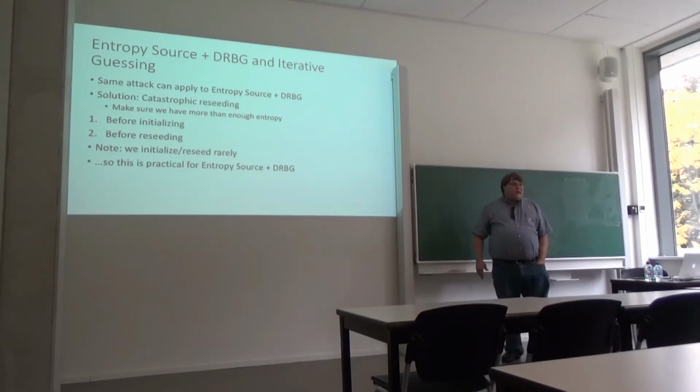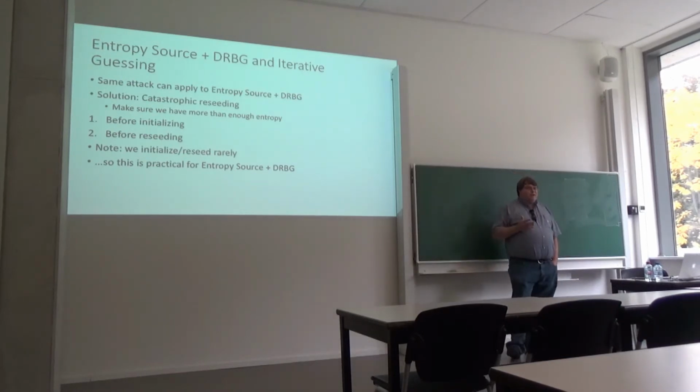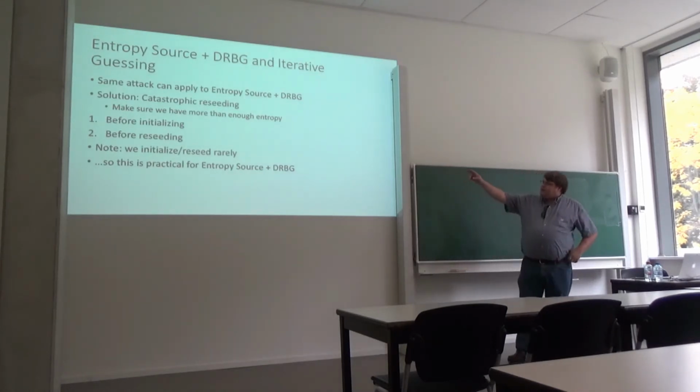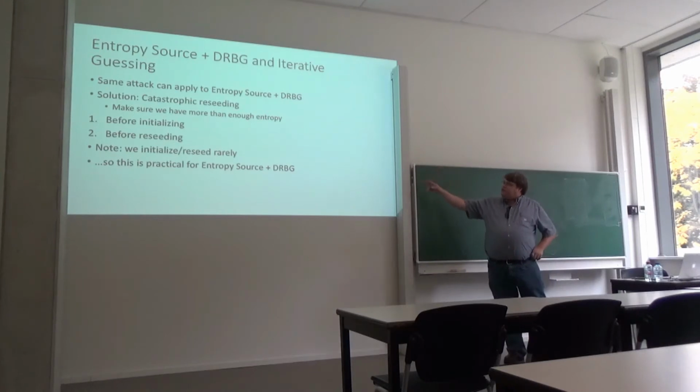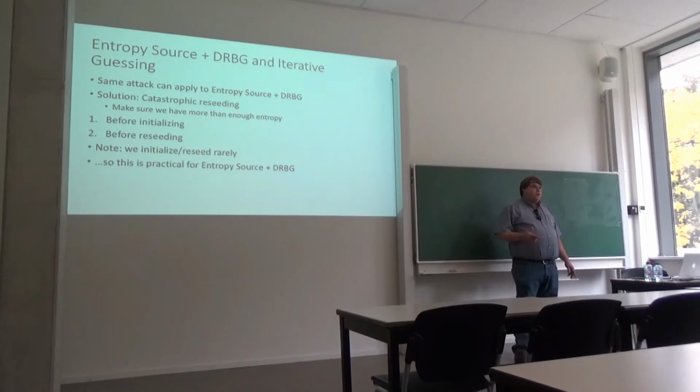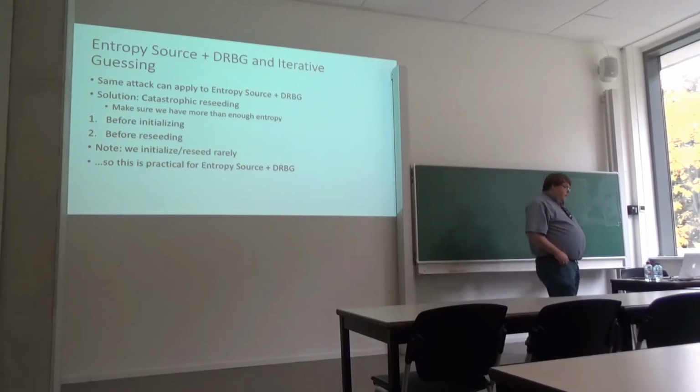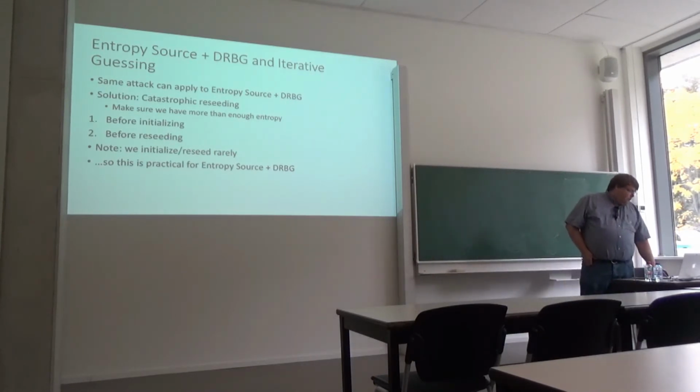This maybe seems kind of obvious when you look at it, but quite a few real-world designs were allowing this sort of trickle the entropy in and then lose it attack. But the nice thing is that for the entropy source plus DRBG design, we only initialize once and we only reseed rarely. So we can afford to make this very slow. We can afford to be very conservative in when we initialize and when we reseed, right? I think with the entropy pool designs, that's a little harder to do if you want to keep in the spirit of the design.